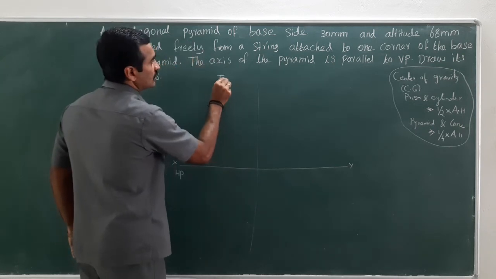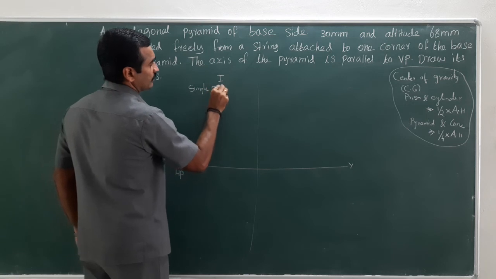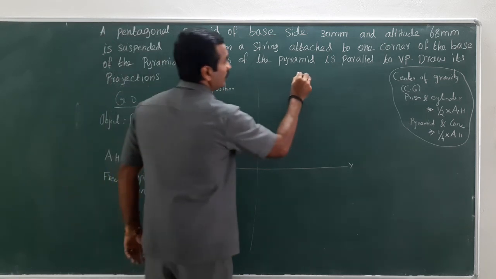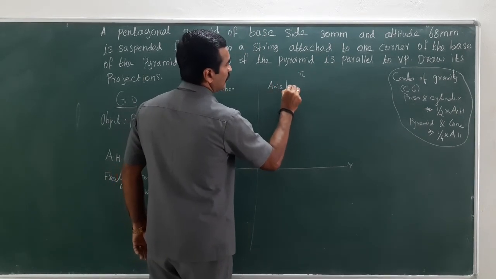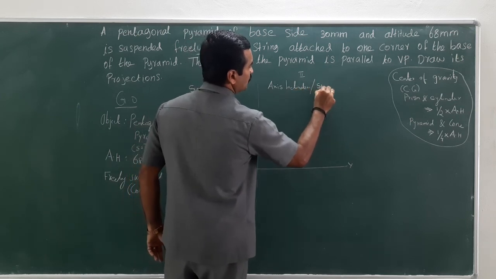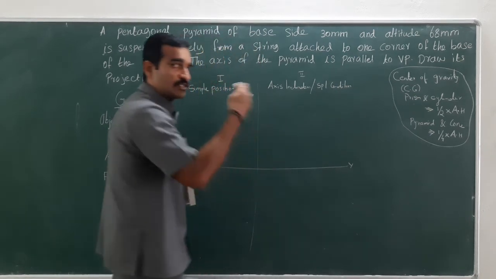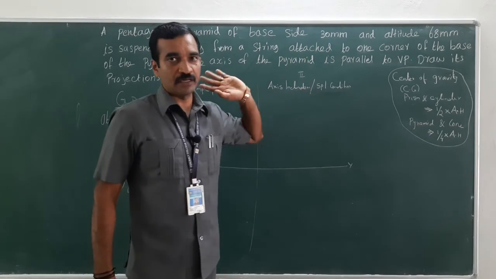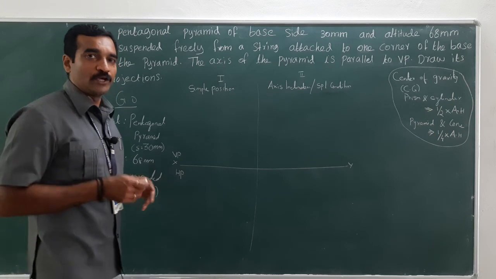Stage 1 is for symbol position or symbol resting. And stage 2 is for axis inclination or any special condition. As far as this problem is concerned, there is no axis inclination. That's why it comes under special condition. Right? Fine. So what did I tell you?